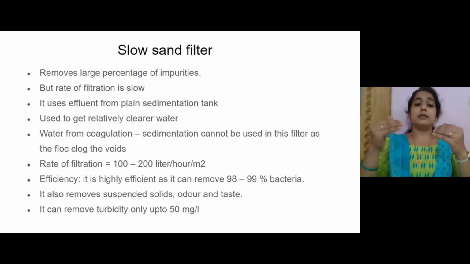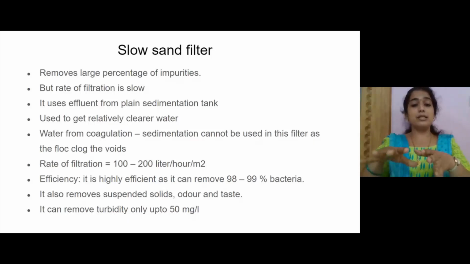The water from the coagulation cum sedimentation tank cannot be used in this filter, as the floc would clog the voids. The rate of filtration is 100 to 200 liters per hour per meter square, and the bacterial removal efficiency is 98 to 99%. It also removes suspended solids, odor and taste. It can remove turbidity only up to 50 milligram per liter.